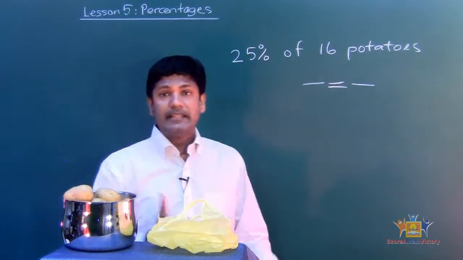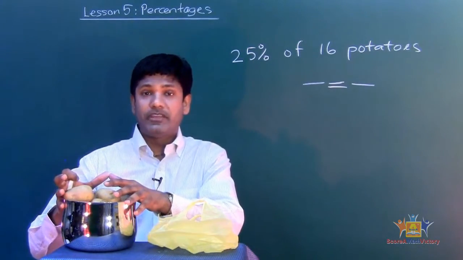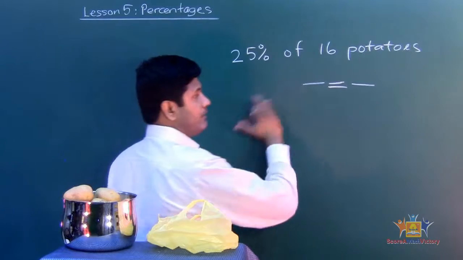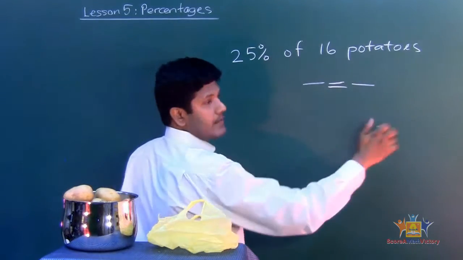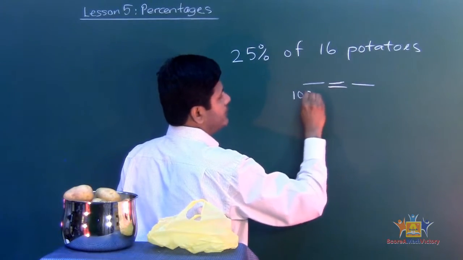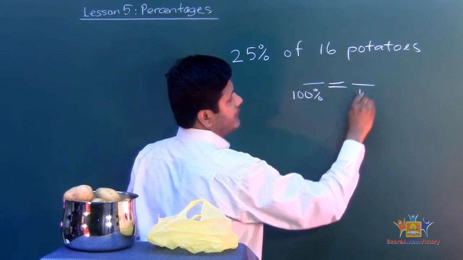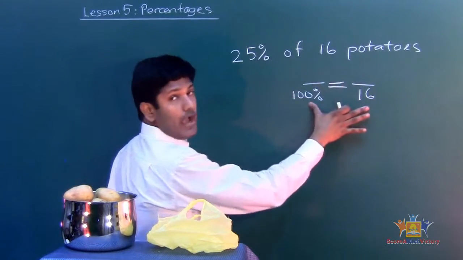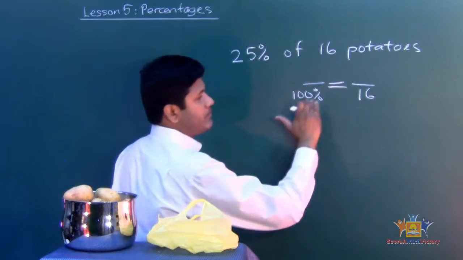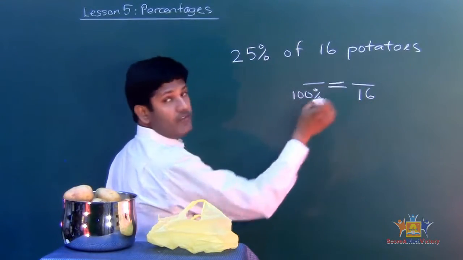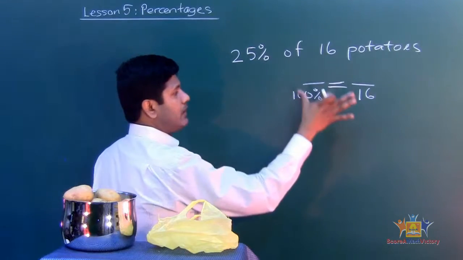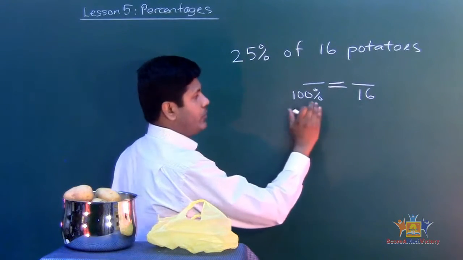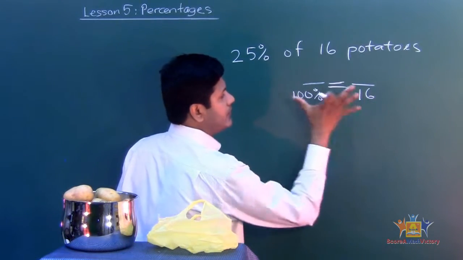We know that the 16 potatoes makes how many percent? 100%. Okay, so we're going to keep one side the percentage, one side the number. We're going to keep this side always the percentage and this side the number. Always put the one that you already know as a denominator. In this case, I already know the 100% makes 16. Never put the variable on the bottom. Always put the numbers that you already know. In this case, 100% and 16 on the bottom.